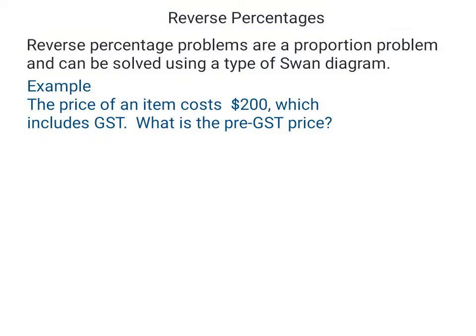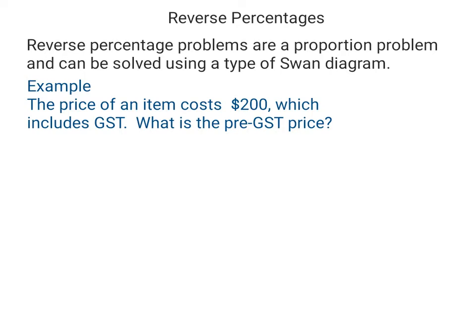For this tutorial, we're going to look at reverse percentages. That means finding the value of something before the percentage was actually applied to it. Now, reverse percentage problems are just a proportion problem and can be solved using a type of swan diagram. So I'm going to show you how to do this with a series of examples.